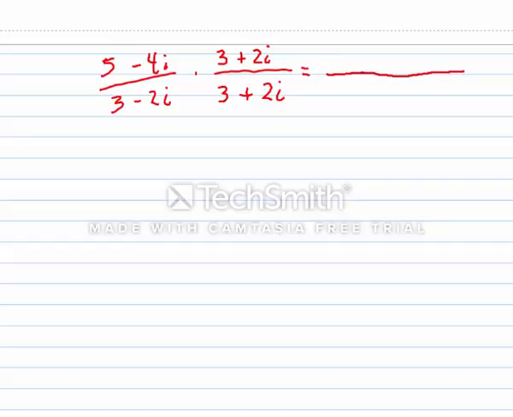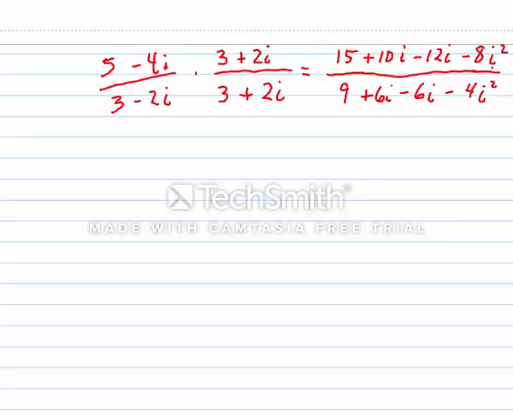So if we multiply that, let's do the denominator. We get 9 minus 2i, 9 plus 6i. Then we get a minus 6i. And then finally a minus 4i squared. On the top we have 5 times 3, which is 15, plus 10i, and then minus 12i, and then we have a minus 8i squared.